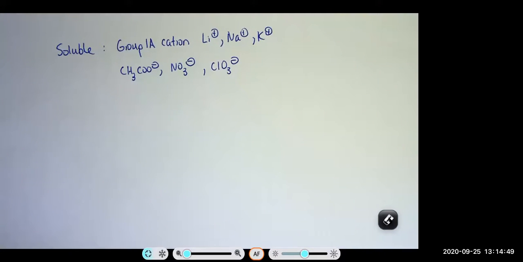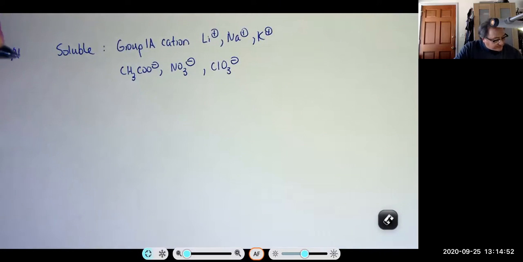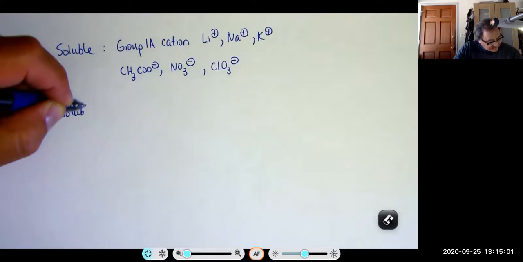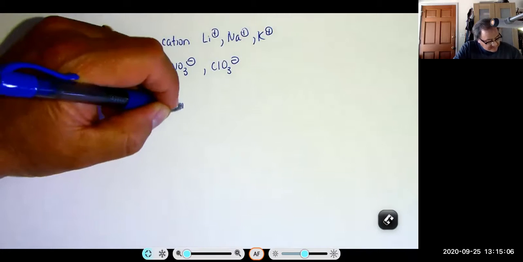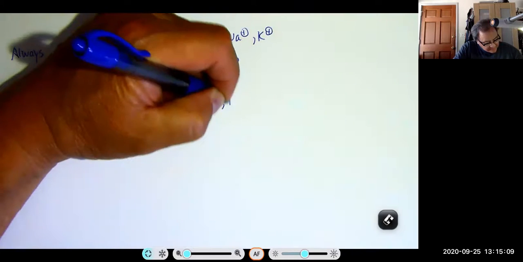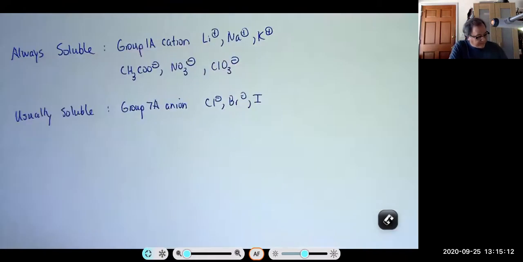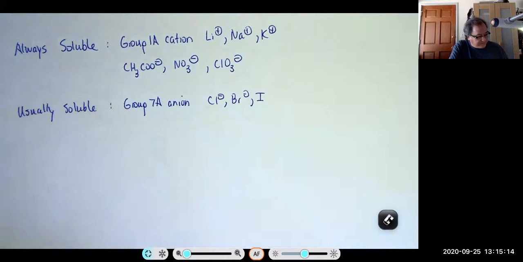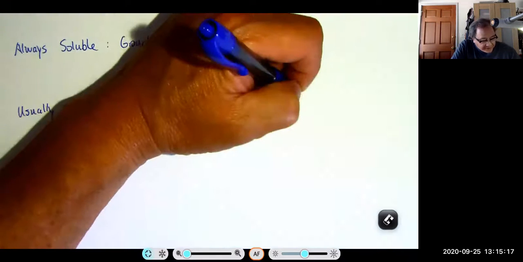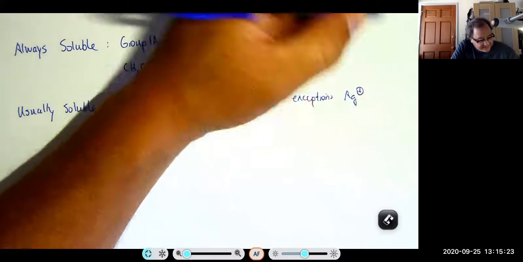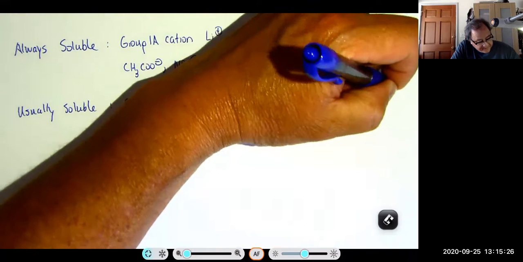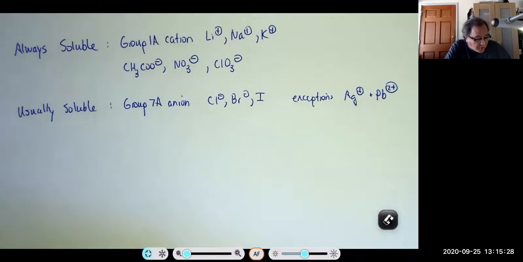So here you're going to say always, and this is going to be usually. These guys are usually soluble. Now, what are the exceptions that you want to remember? The big exceptions are silver and lead. Mercury is an exception, but these are more commonly run into.